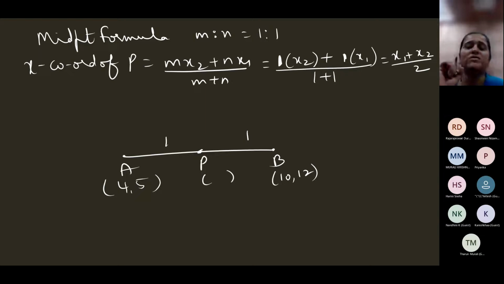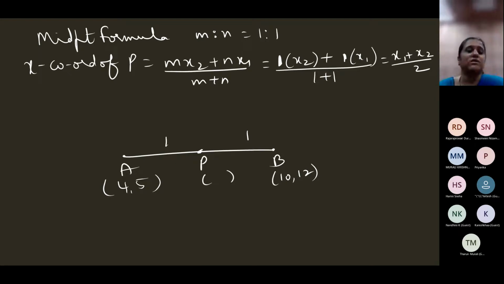If it is not the midpoint, what is the x coordinate? mx2 plus nx1 by m plus n. If it is in some ratio like 2:3, then the x coordinate of the point of division is mx2 plus nx1 by m plus n. But here the ratio is 1:1, so the x coordinate of the point of division is x1 plus x2 by 2.